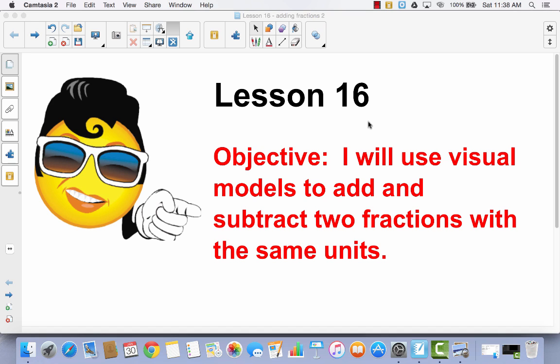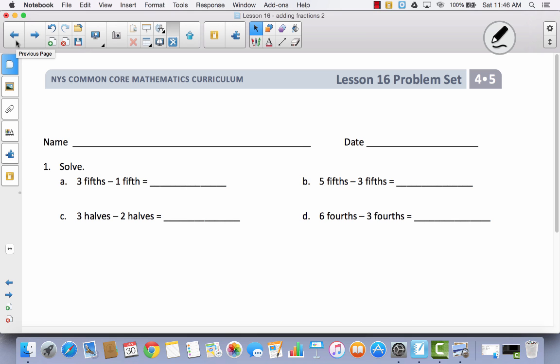Lesson 16, I will use visual models to add and subtract two fractions with the same units. I want you to write your name at the top, and we are going to solve. I think that these are so easy that we can probably do these without a model. Okay, we're just going to think of these as units.